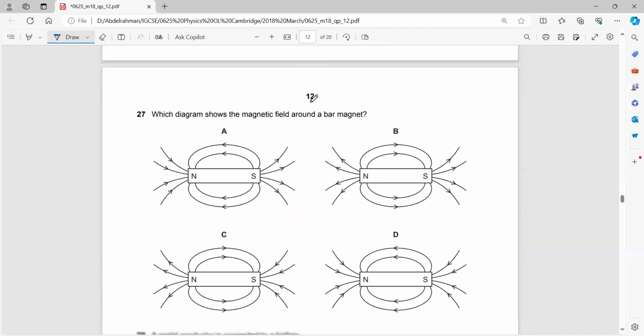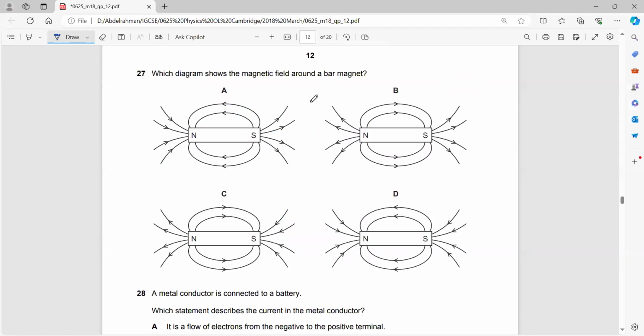Quite easy, huh? Which diagram shows the magnetic field around the bar magnet? Can A be correct? No, it's wrong, because the magnetic field can't be going into the North Pole. Is B correct? Yes, it's going outside, but it cannot go outside the south. It would be wrong. The field goes out of the north and into the south. So this is definitely correct. Yes, C is the right answer.